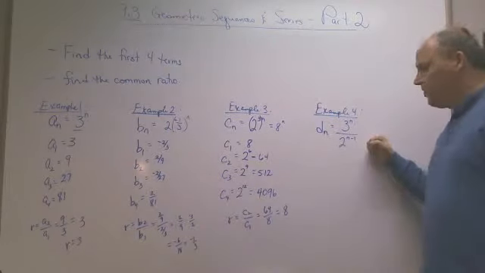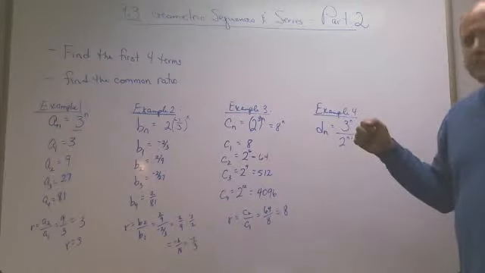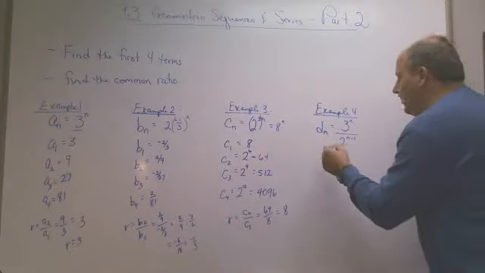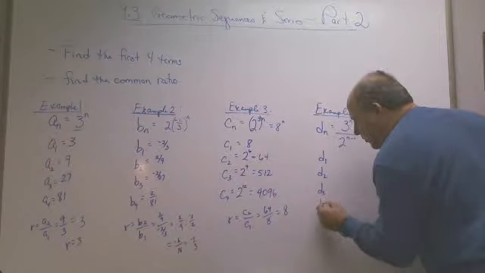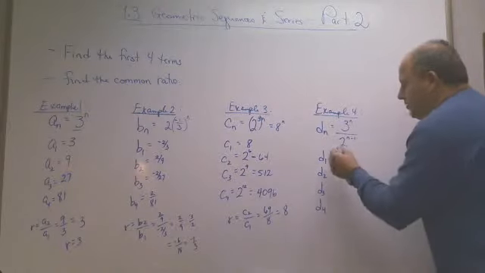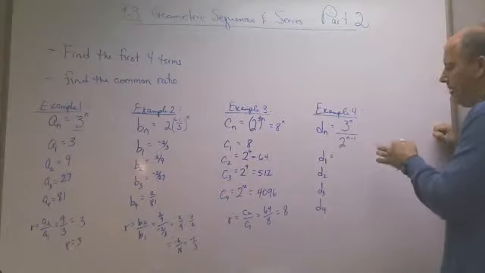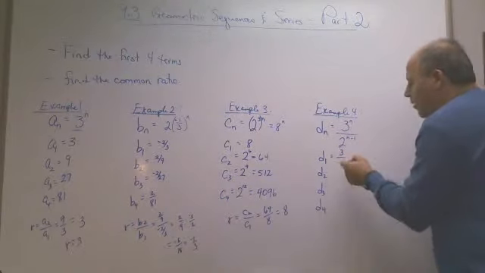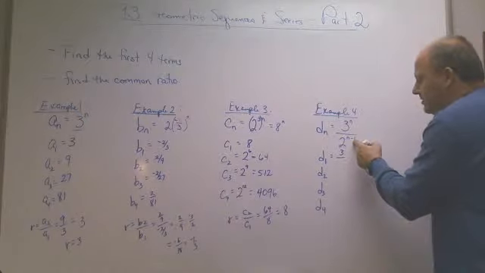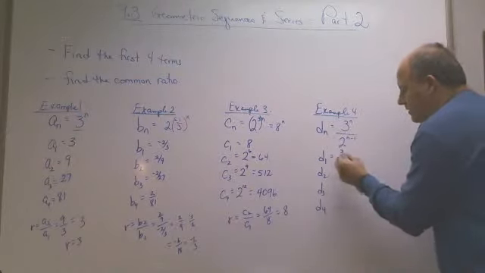Now, example 4 is probably the toughest one of them all. So we do d sub 1, d sub 2, d sub 3, and d sub 4. The d sub 1 is going to be plugging in 1. So you plug in 1 to the top, that's 3. Plug in 1 to the bottom, that's 1 minus 1, which is 0. So 2 to the 0 is 1. So it's 3.